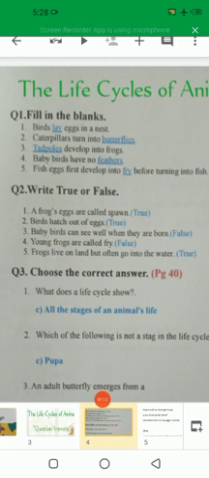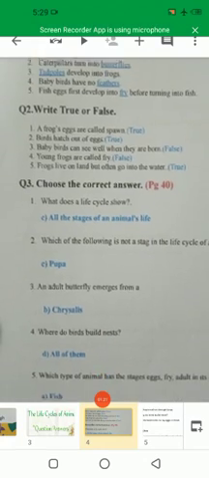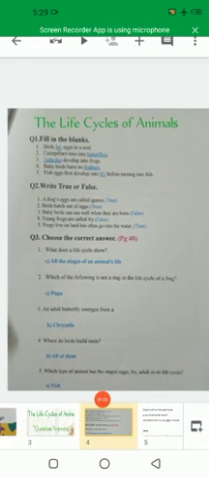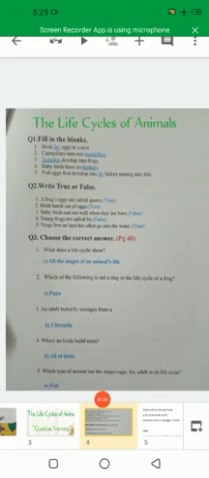It is also false. And the last statement is frogs live on land but often go into the water. It is also true. And our third question is choose the best answer. And these options are given at page number 40 of your book.